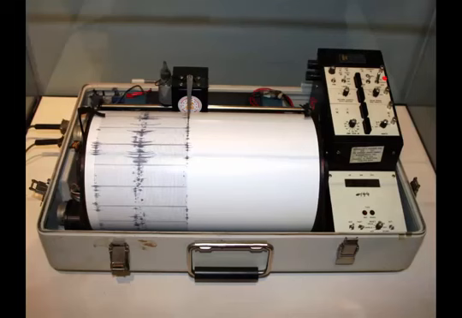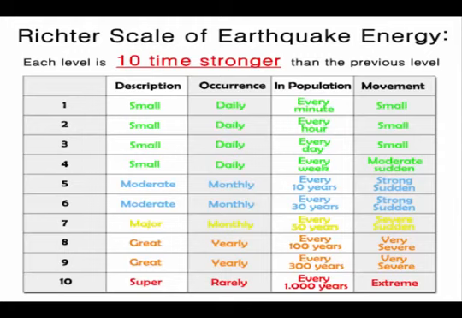An earthquake is measured with a machine called a seismograph. The magnitude of the earthquake is measured on the Richter scale. Any magnitude stronger and higher than 7.0 is classified as a major earthquake.